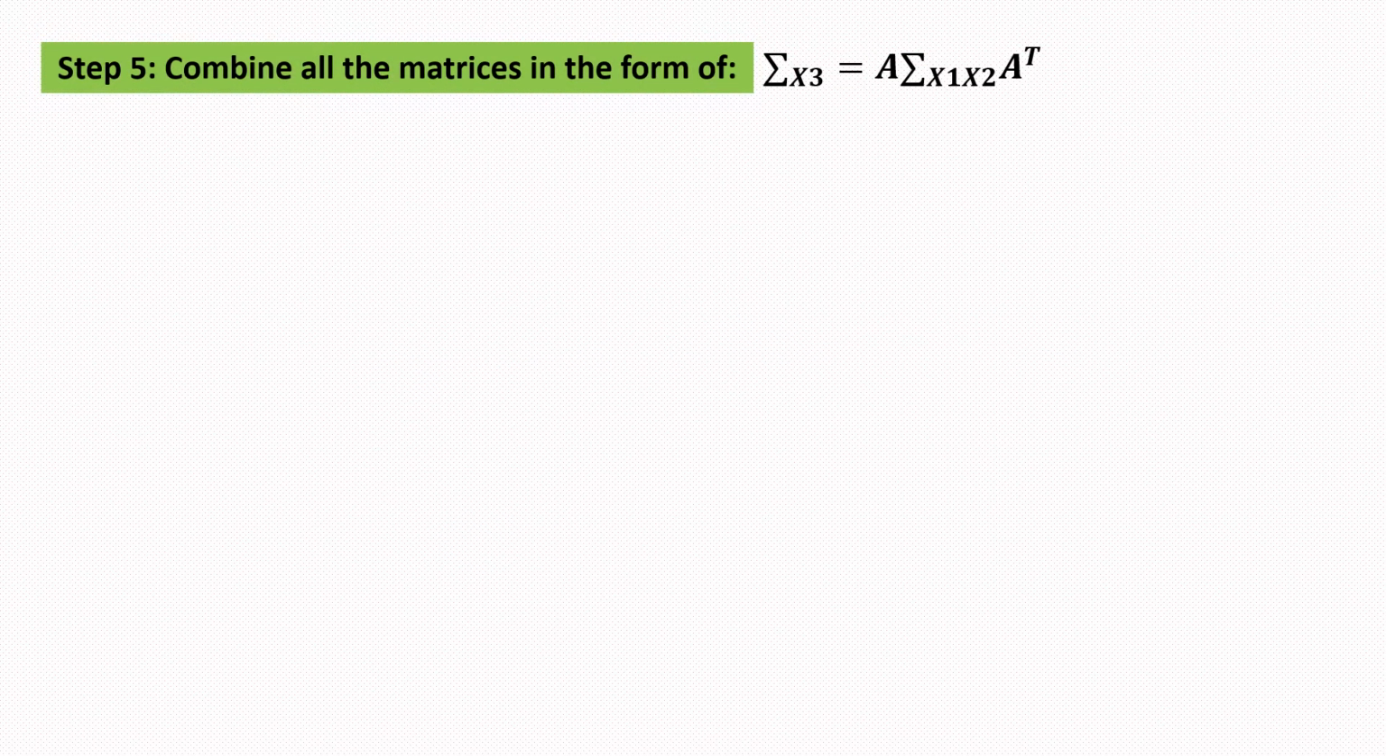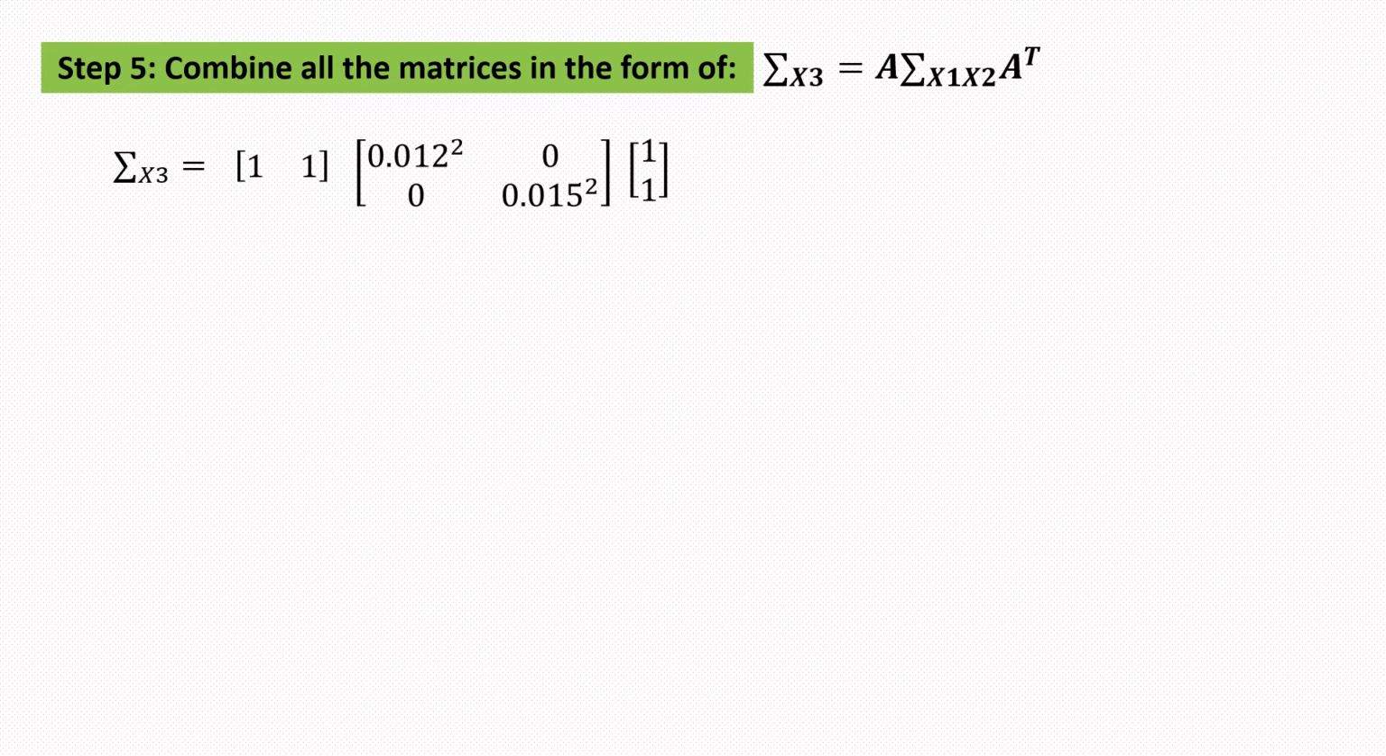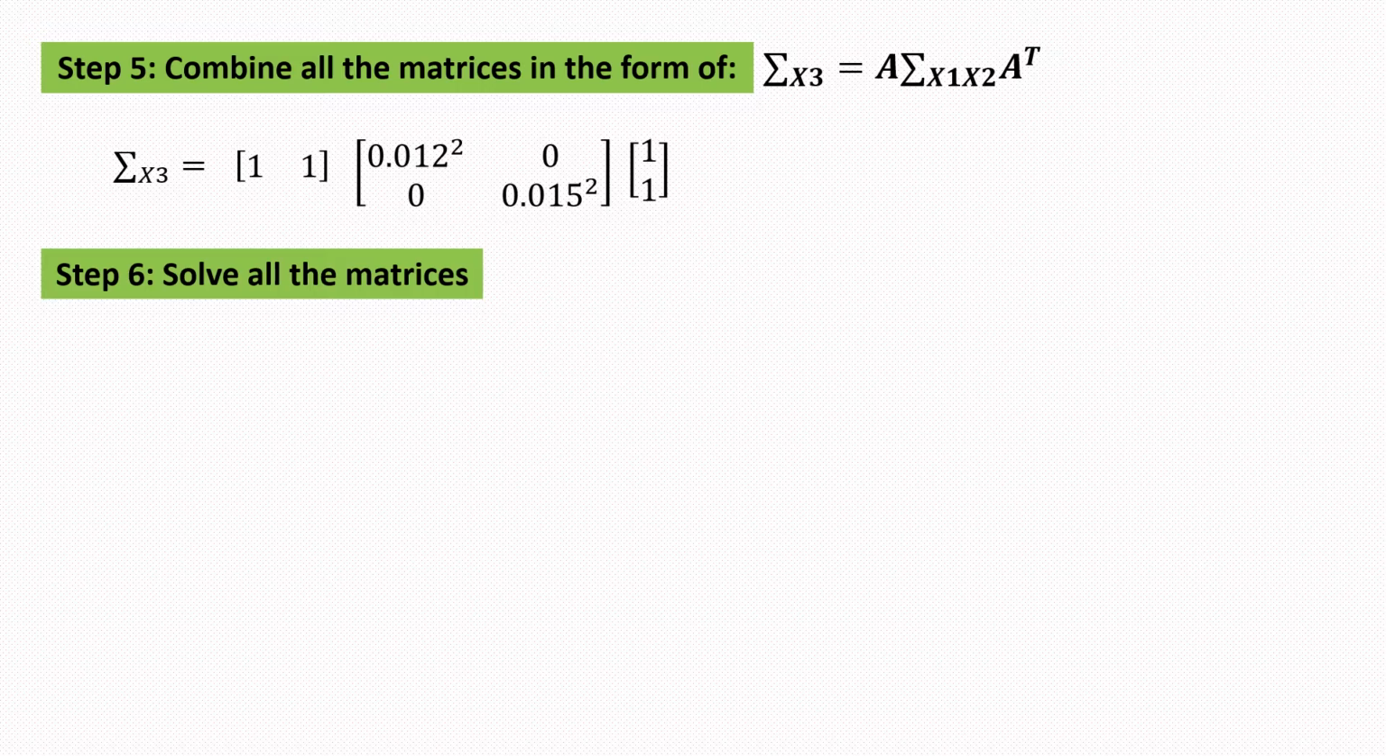Step 5. Combine all the matrices in the form of variance-covariance unknown matrix equals coefficient matrix A times variance-covariance observation matrix times A transpose. Write all the matrices that had been created earlier. Step 6. Solve all the matrices.